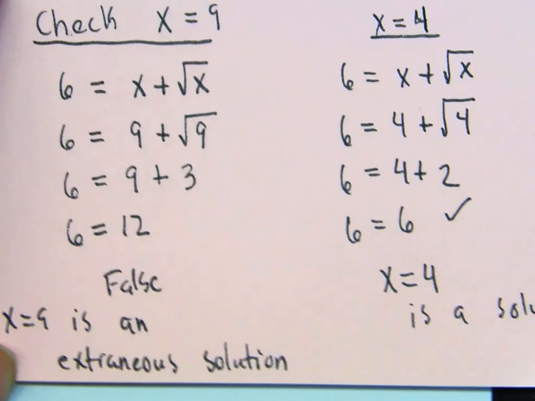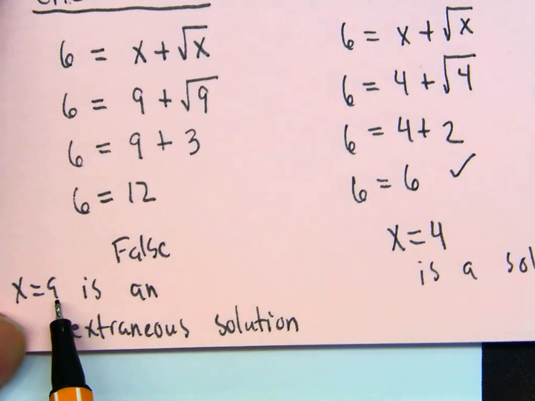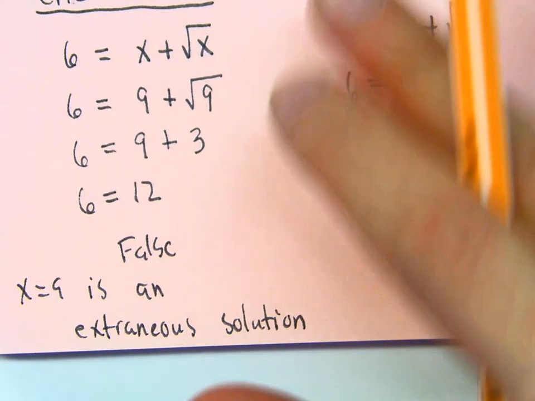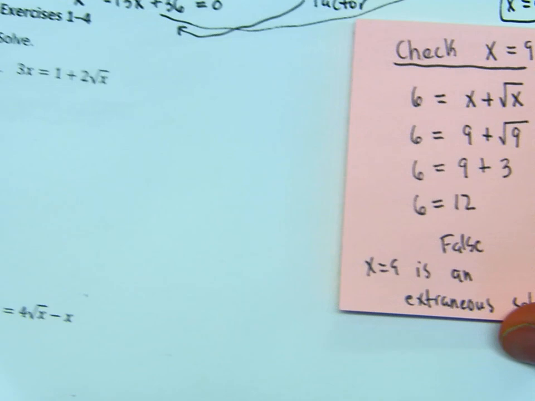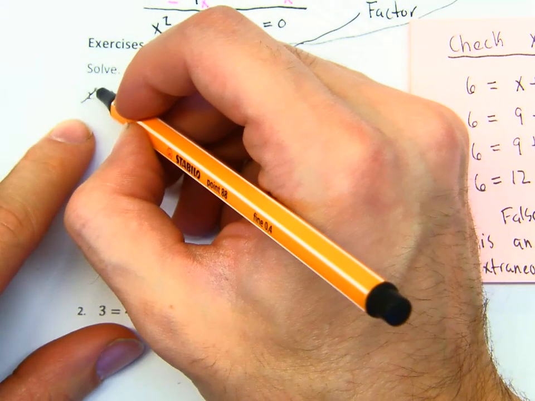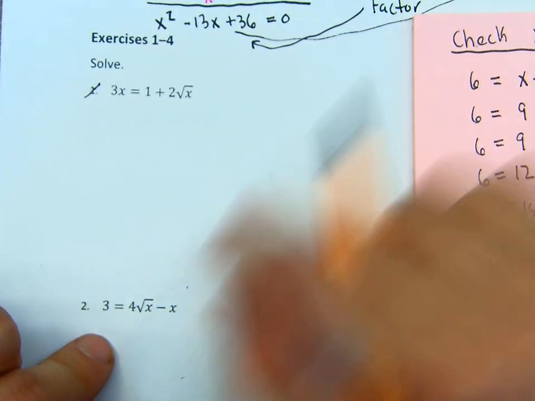Okay? So notice that the x equals 4 works, but this x equals 9 is an extraneous solution. It doesn't work. All right? What I want you to do is, let's move on. Here, let's skip this problem for now. Let's not do this one because it gets a little tricky. This one is not too bad.